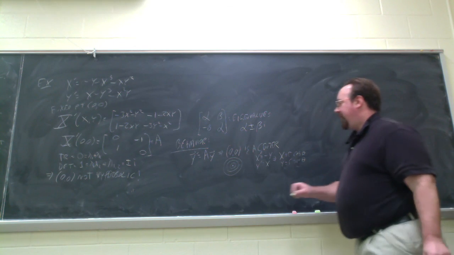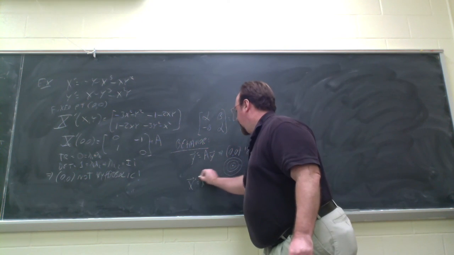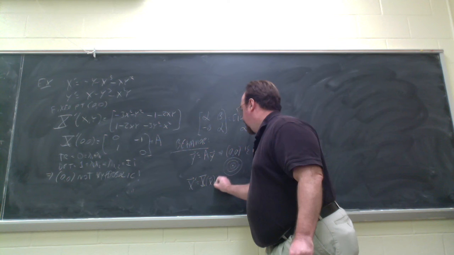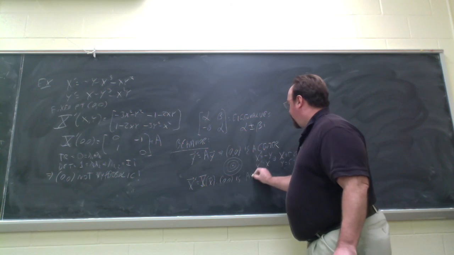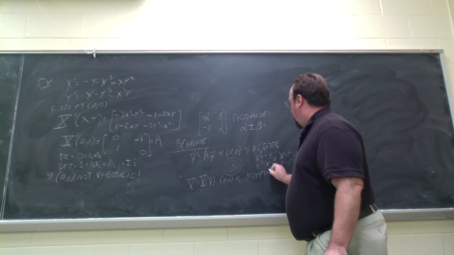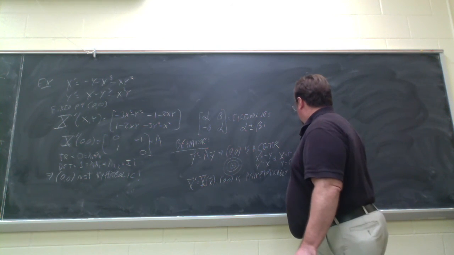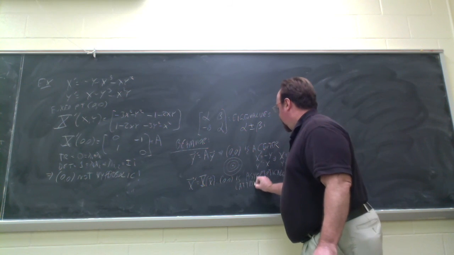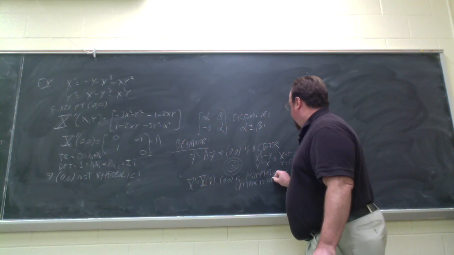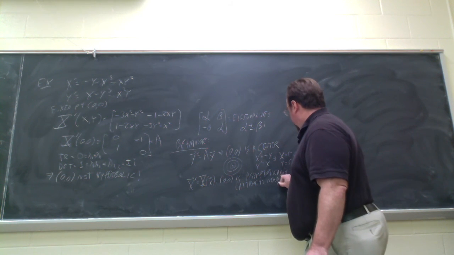But what about the nonlinear system? 0, 0 is a fixed point that is called asymptotically stable. Now we saw that term a while ago. What that means is it attracts nearby solutions.